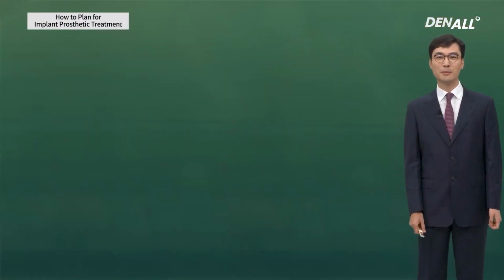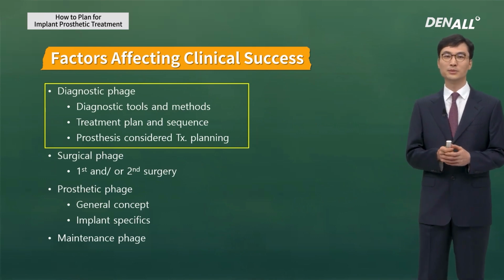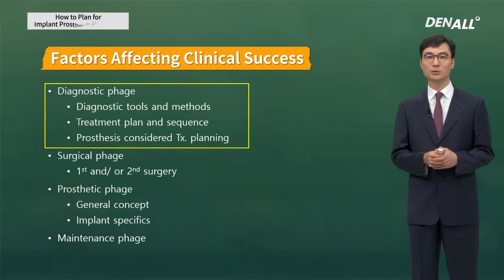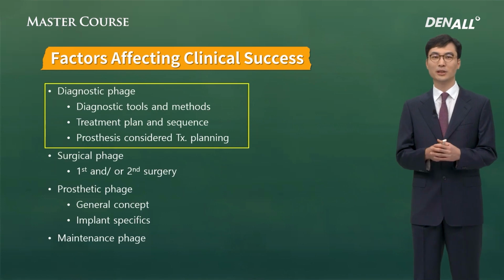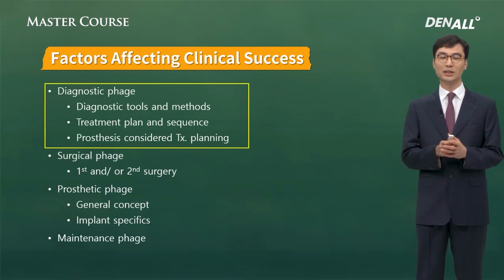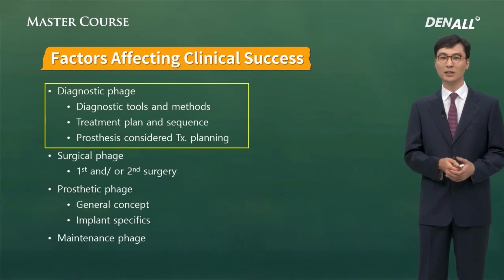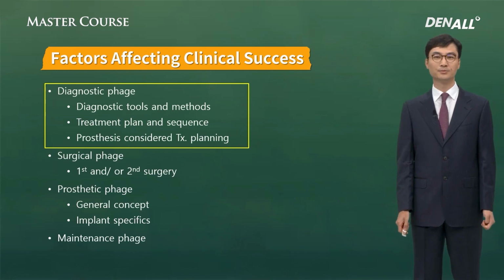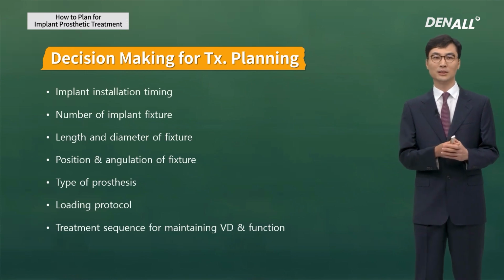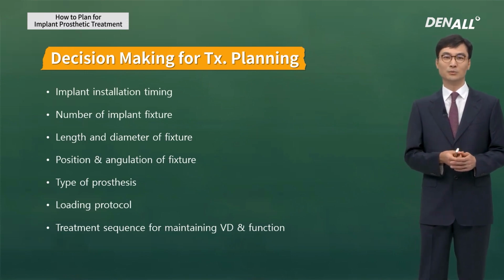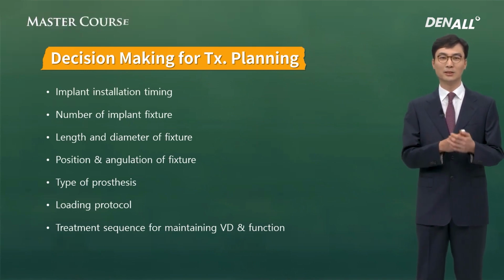Let me summarize. For successful implant prosthodontic treatment, there are many important factors. Most important of all is thorough diagnosis process. You need to come up with a very precise treatment plan. You need to think of the prosthesis ahead as you come up with your treatment plan. When you come up with a treatment plan, there needs to be multiple decisions that need to be made, from number of implants to delivery of prosthesis and loading protocol. These need to be considered.